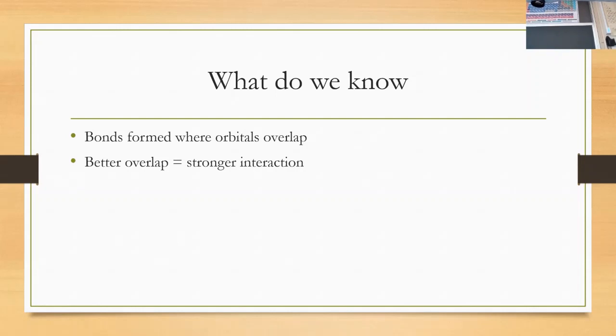We're going to get better overlap if the orbitals are very similar in size or very similar in energy. So hydrogen has a really good, strong interaction with itself because they're both very small. But when I try to interact hydrogen with, say, iodine, which is so much bigger than hydrogen, the interaction is much weaker. So we want to have similar sizes and similar energies.